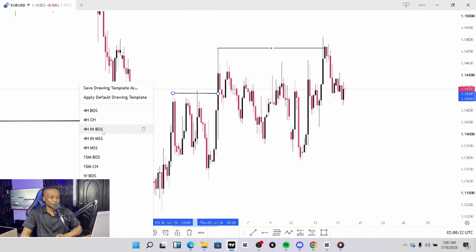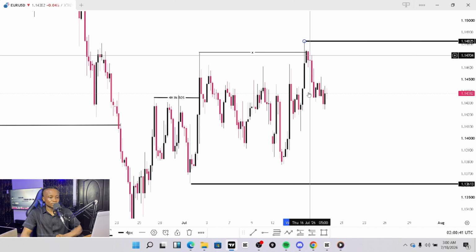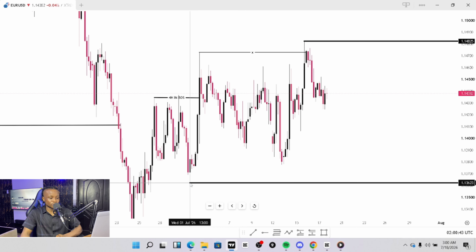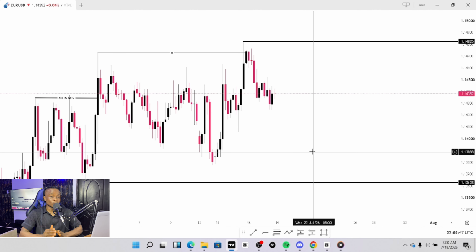So this will be internal break of structure. So yes, this will be our low. This is still the low we are operating on, and this will be the high we are operating on. So this is our current range we are looking to trade on EURUSD. So how are we going to be able to get involved in EURUSD?